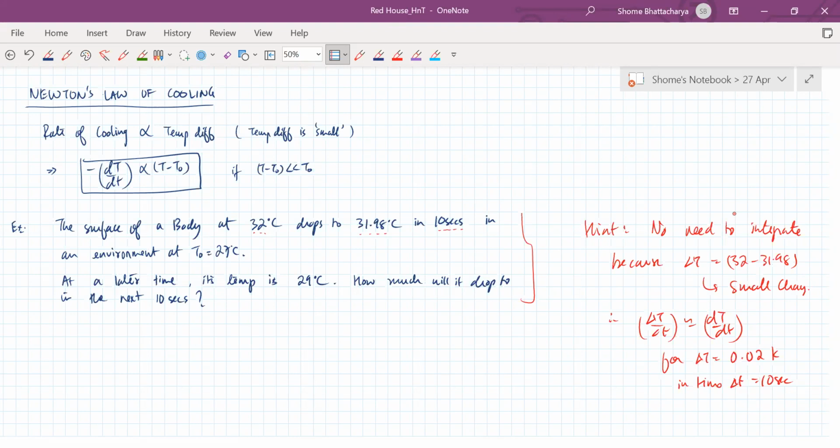So we can afford to take 10 seconds as a very small interval of time. But in this context, we will see that the cooling is happening so slowly, because in 10 seconds, the temperature is dropping by only 0.02 Kelvin, where the surrounding temperature itself is 300 Kelvin. So in the context of the rate of cooling, it's a very small change. So that's the important thing to understand here.